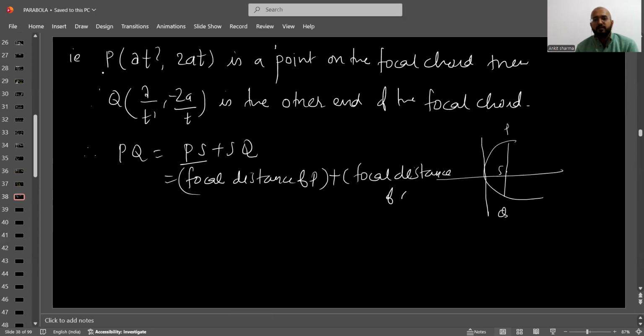Which is the focal distance of Q. And there is no need to memorize. You should know the concept, and this is very simple. So the focal distance of P plus the focal distance of Q. The focal distance of P is what? I know the point A, this is (a, 0).